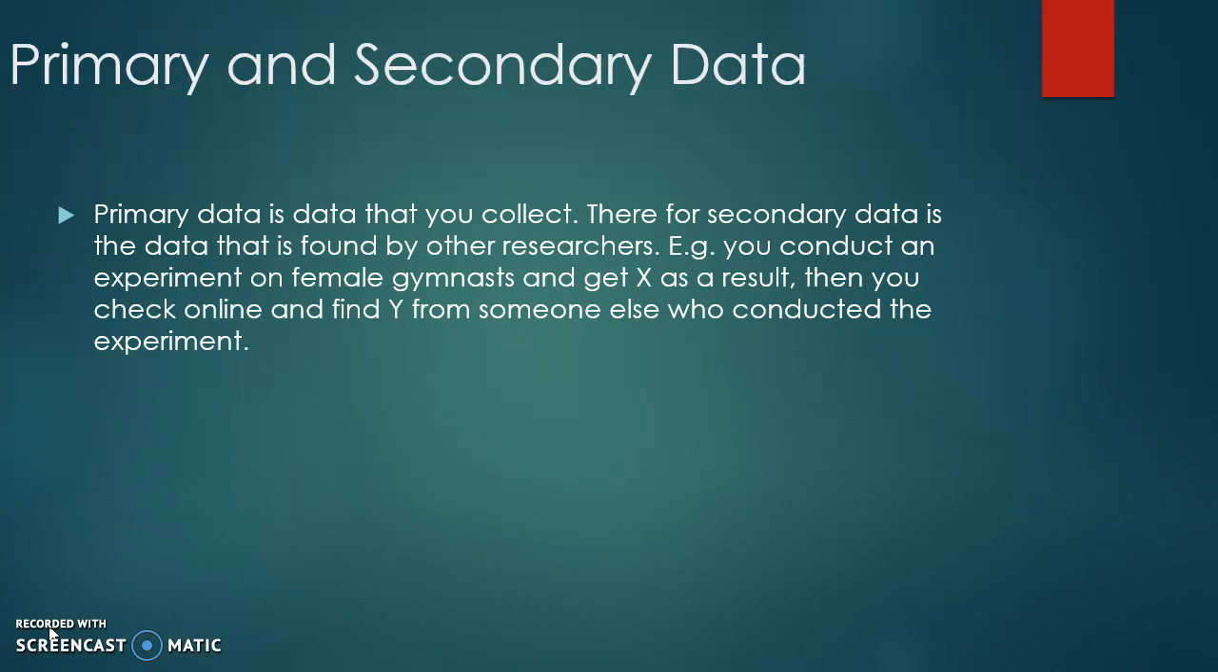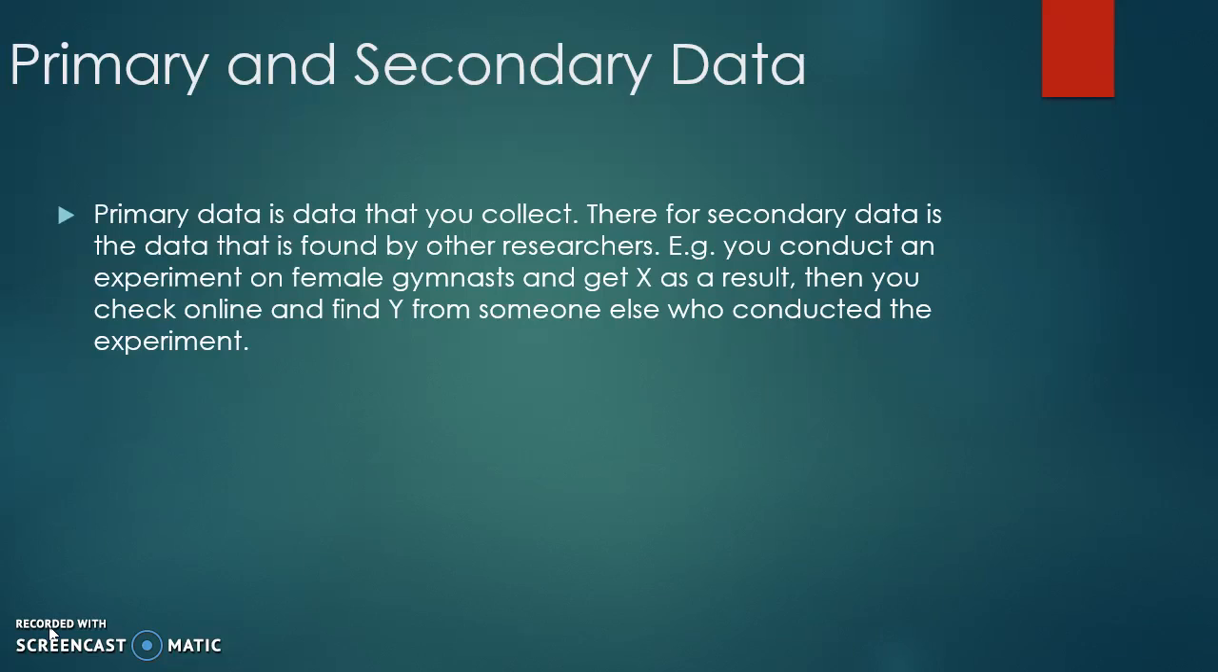Okay, so next up we've got primary and secondary research, also known as primary and secondary data. So primary data is data that you yourself collect. So you're researching it, you're doing the experiments, then you're collecting that data. That is primary data. Then secondary data is the data that is found by other researchers. So an example of this: you conduct an experiment on female gymnasts and get X as a result. Then you check online and find Y results from someone else who conducted the experiment earlier.